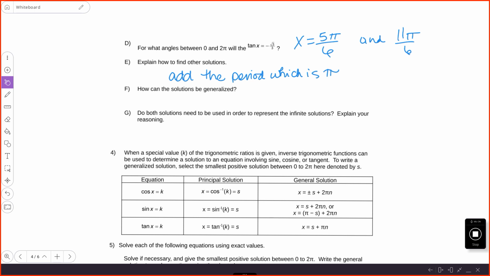And you can see why I only needed one solution. Because if you think about that for just a second, if my first solution was 5 pi over 6 and I add pi to it, you get 11 pi over 6. You get the next one. So generalizing my solutions is going to look just like before, except I'm not adding 2 pi, I'm just adding pi. So it would be 5 pi over 6 plus pi n. That could give me all the solutions. And do you need both solutions in order to represent the infinite? No. Tangent only needs one.